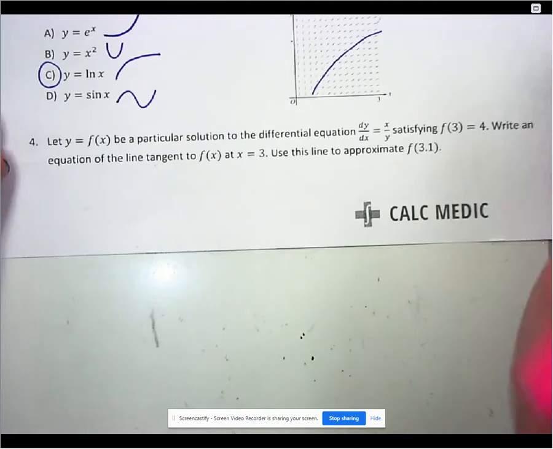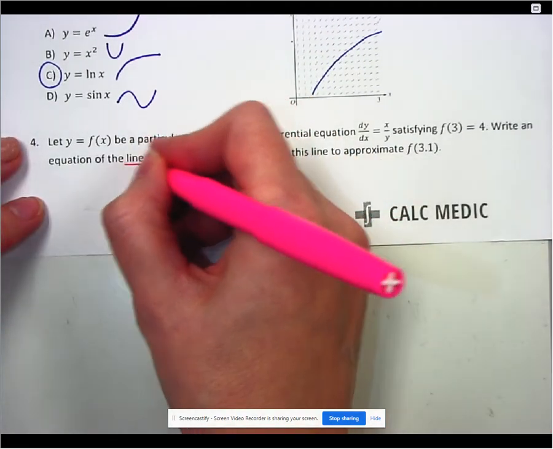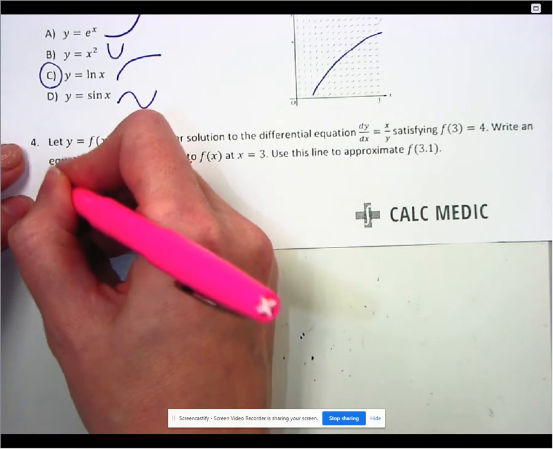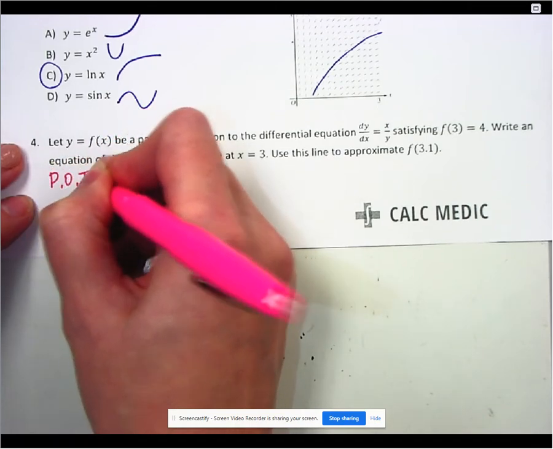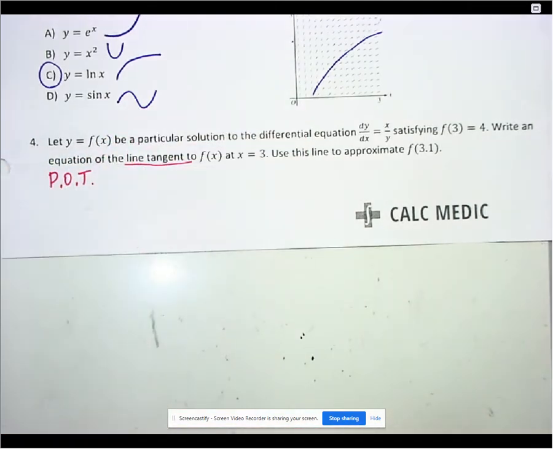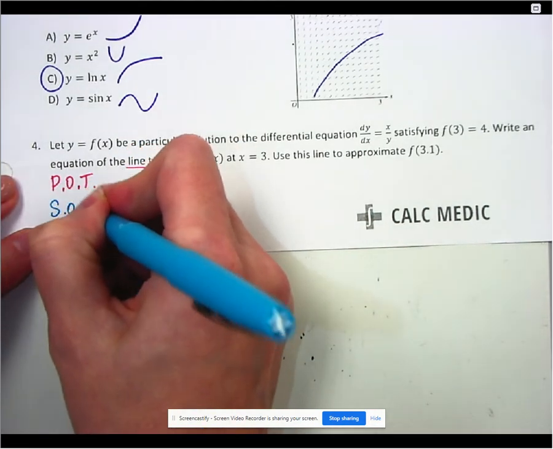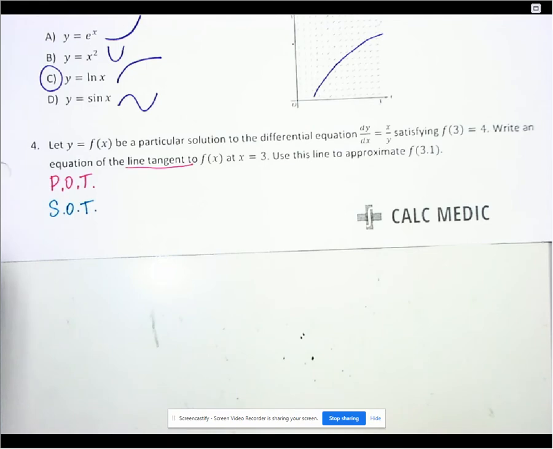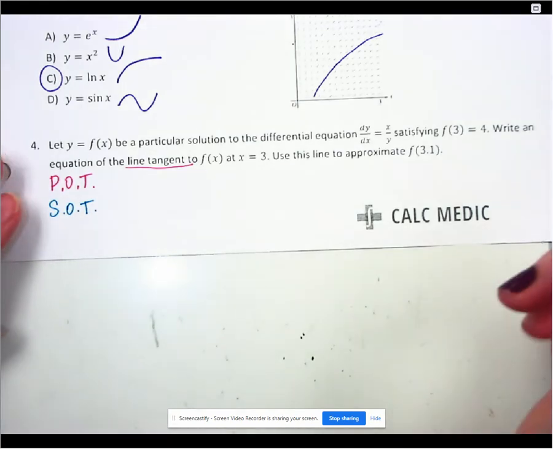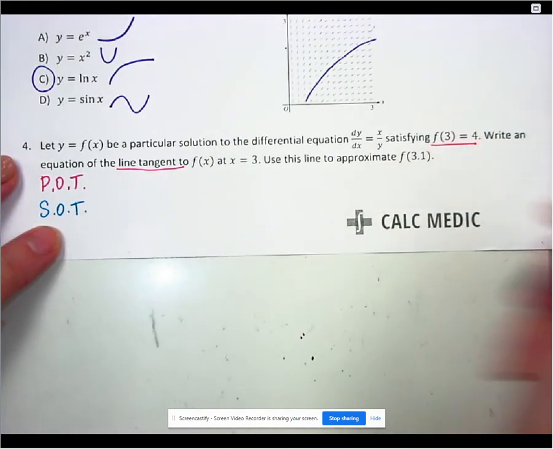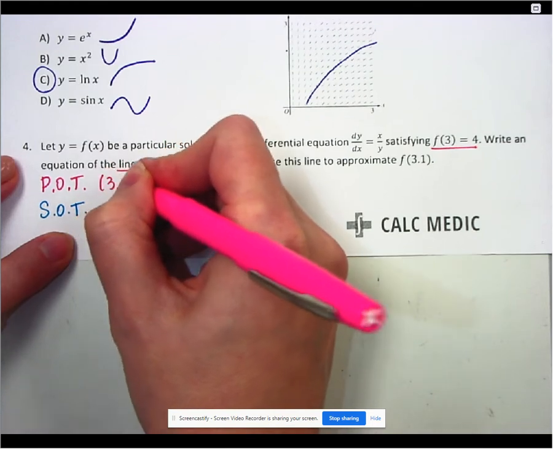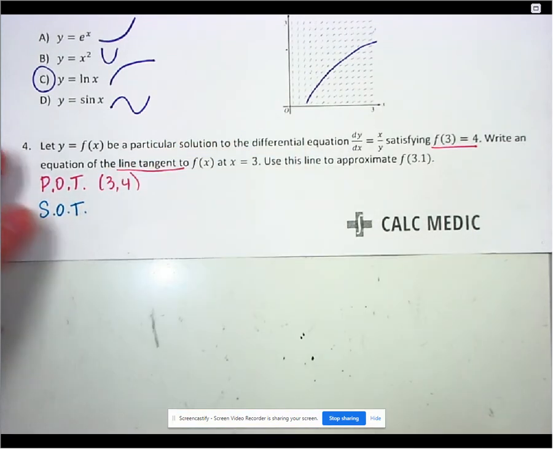So this is using some old stuff that we haven't really talked about in a while. But I think you remember, hopefully, that to write a tangent line, you need two things. You need the point of tangency, and you need the slope of the tangent. Now we're given the point. It tells us right here, the point (3, 4) is your point of tangency.